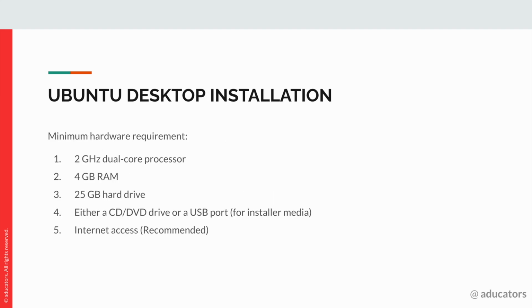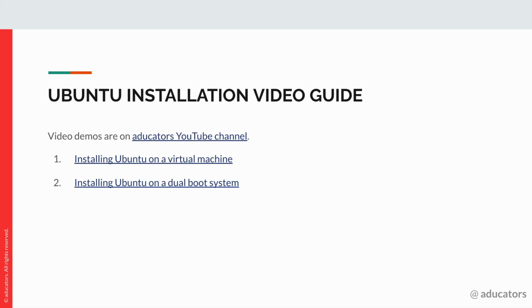Ubuntu desktop installation. Minimum hardware requirements are a 2 GHz dual core processor, 4 GB RAM, 25 GB hard drive, either a CD/DVD drive or a USB port for installer media, and finally internet access. Ubuntu installation video guide. To learn how to install Ubuntu as a virtual machine or Ubuntu as a dual bootable system, refer to these videos from the card.